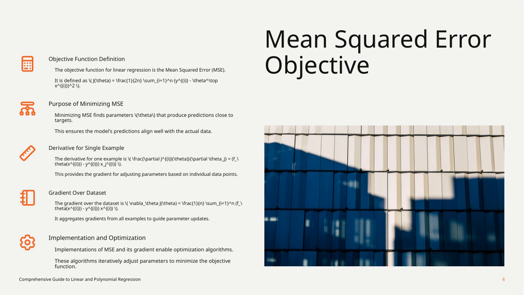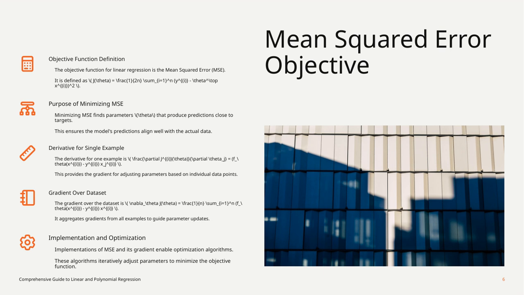For a single example, the derivative of the cost function with respect to each parameter is the difference between the prediction and the actual target, times the specific feature value. This derivative tells us how to adjust each parameter based on individual data points, which is the foundation for gradient descent. The main purpose of minimizing MSE is to find the optimal parameters that make our model's predictions as close as possible to the true data points. When we achieve this, it ensures our model generalizes well and accurately reflects the underlying data patterns.